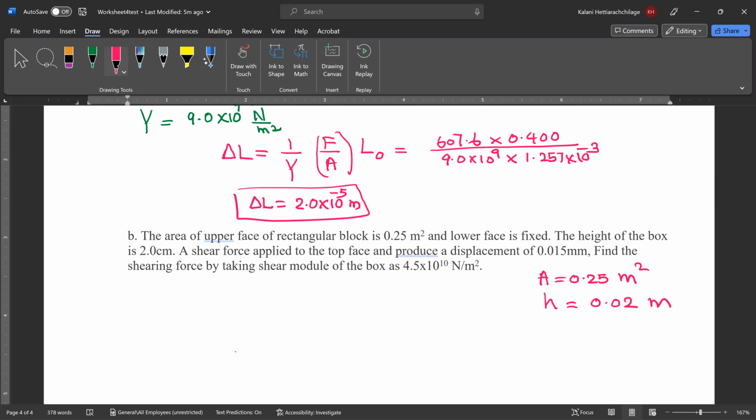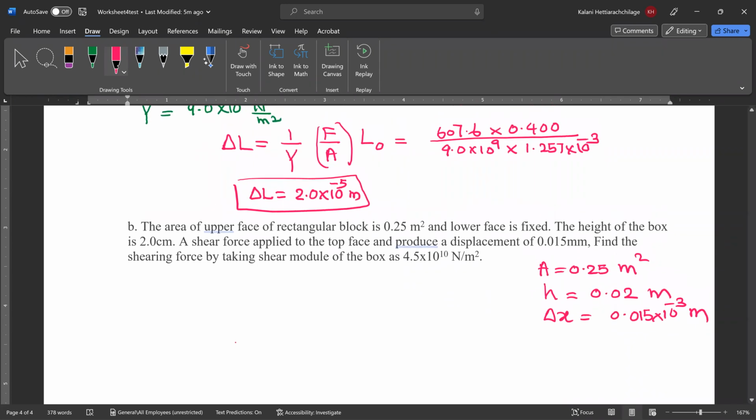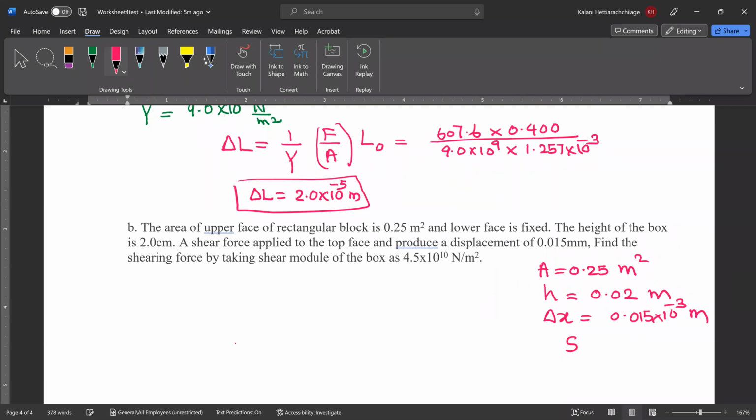And the shear force applied to the top face produces a displacement, this much. Displacement, we're going to write as delta X, will be 0.015 millimeters. I'm going to write it as 10 to the negative 3 meters. Okay. And find the shearing force by taking the shear modulus, this much. Shear modulus, we use the letter S for that.